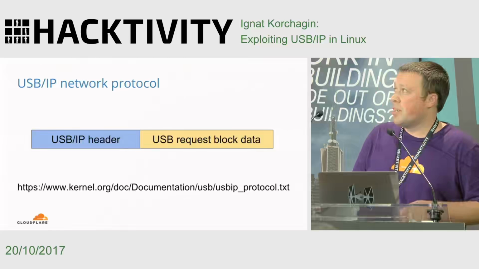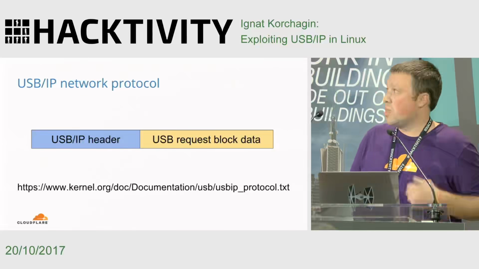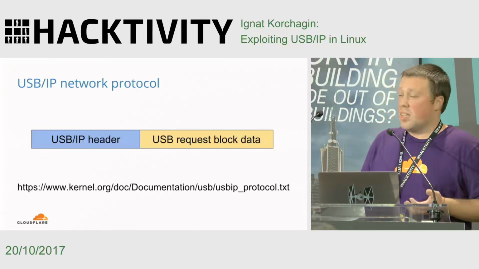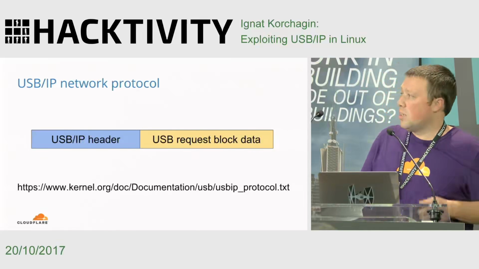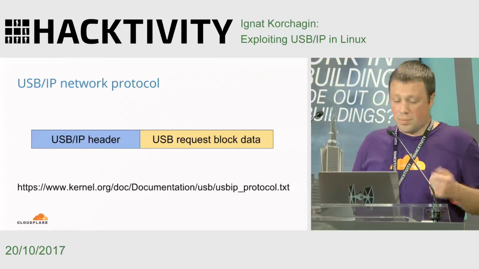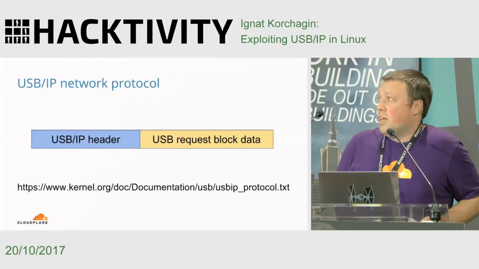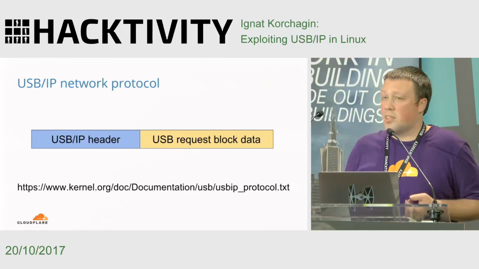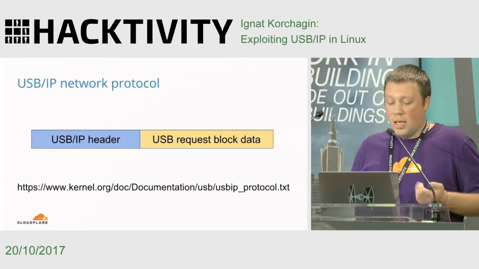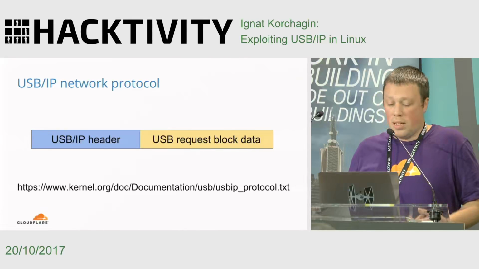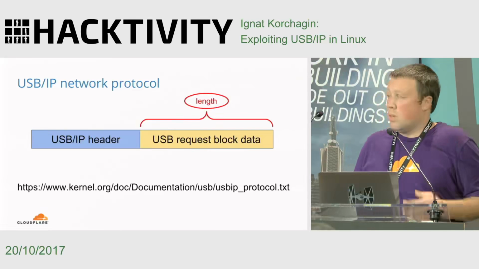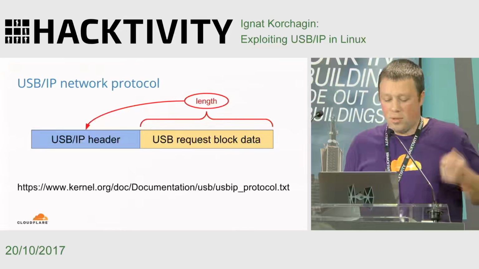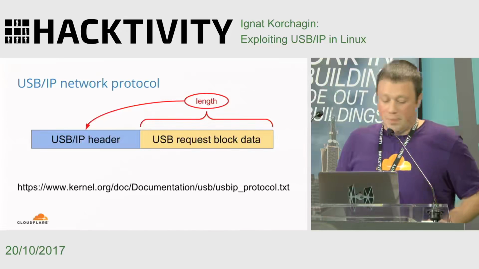To understand the vulnerability, I will briefly describe the USB/IP application level protocol. It's pretty easy and straightforward, it's documented in the Linux kernel documentation, and it's not any different than any other network protocol. It has a header section and a payload section, and as in any other network protocol, the payload has some length, and this length is a field in the header. So what could be easier than that?